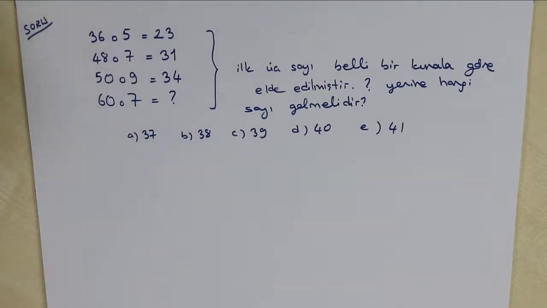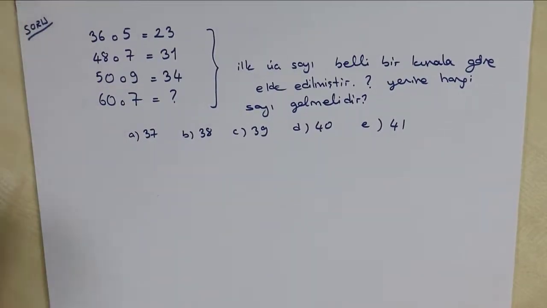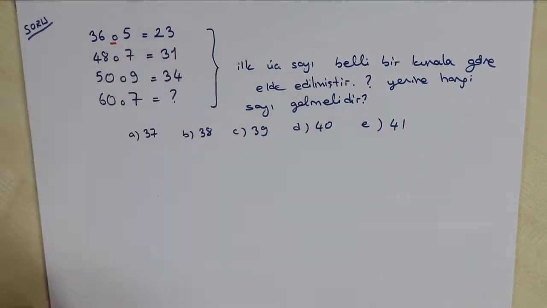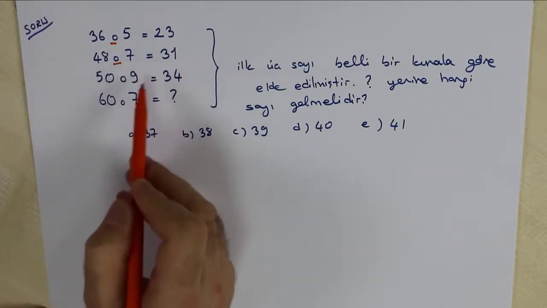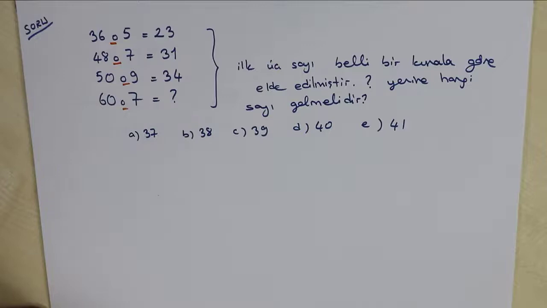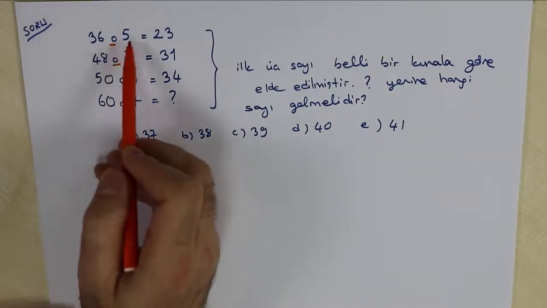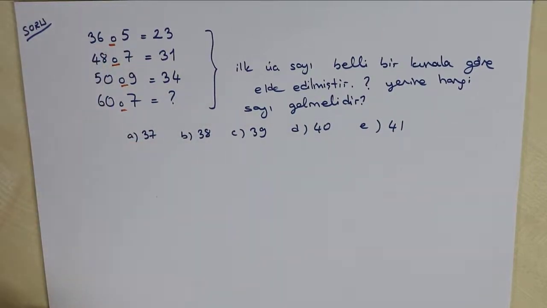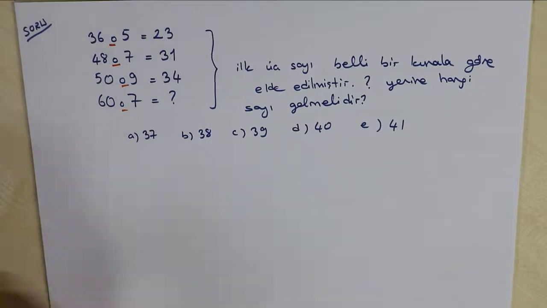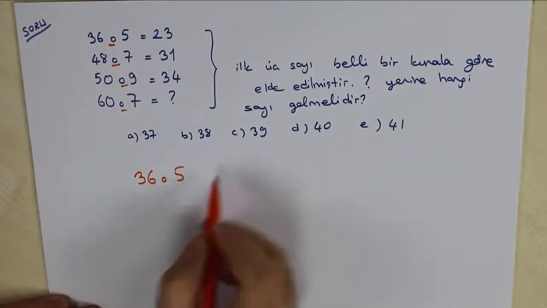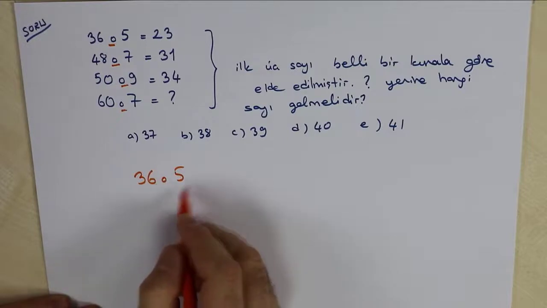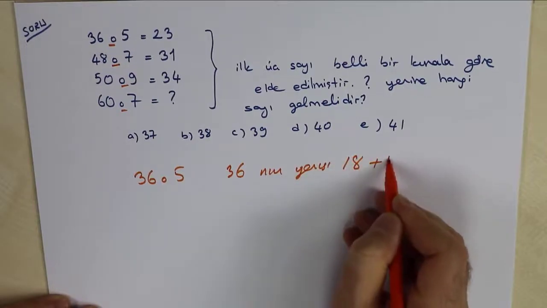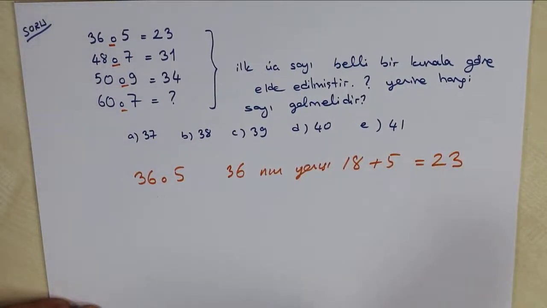We have another question. The question is given as follows. 36 certain operation 5 equals 23, 48 certain operation 7 equals 31, so on and so forth. So we need to get the number instead of the question mark. So 36 operation 5 equals 23. Is it multiplication? No, it doesn't work. Is it addition? It doesn't work. So let's have a look here. If we take half of 36, that is 18. If we sum it up with 5, that's equal to 23. Well, this works for the first one.